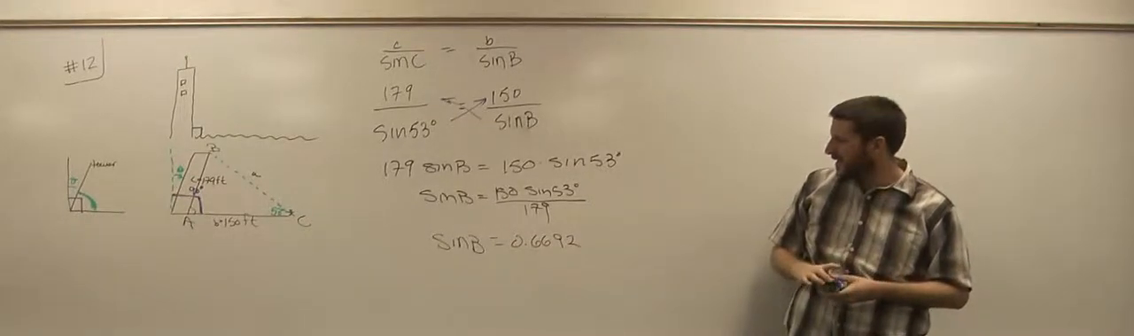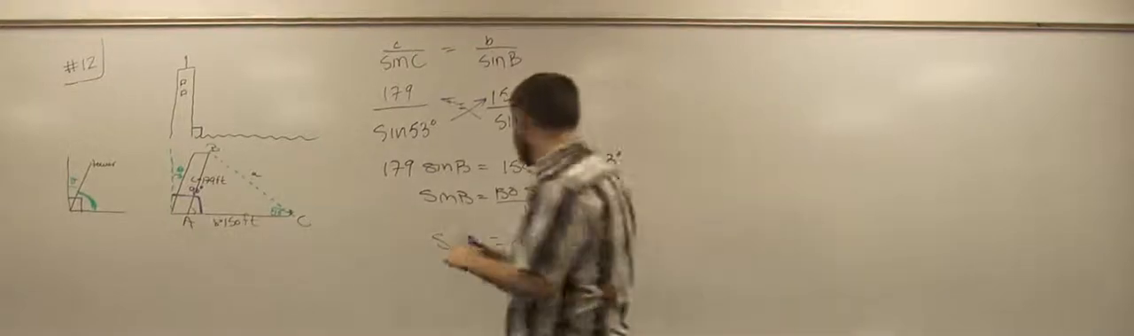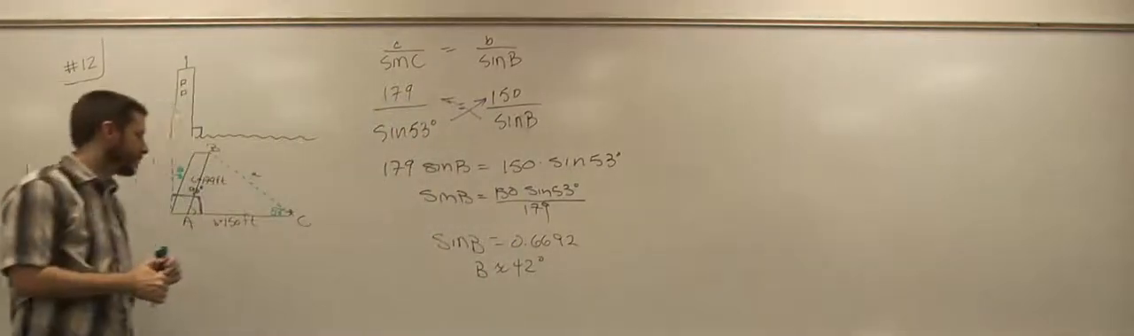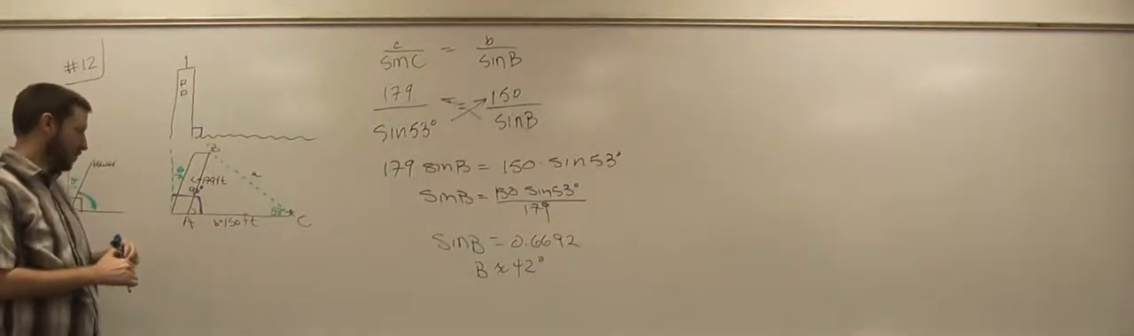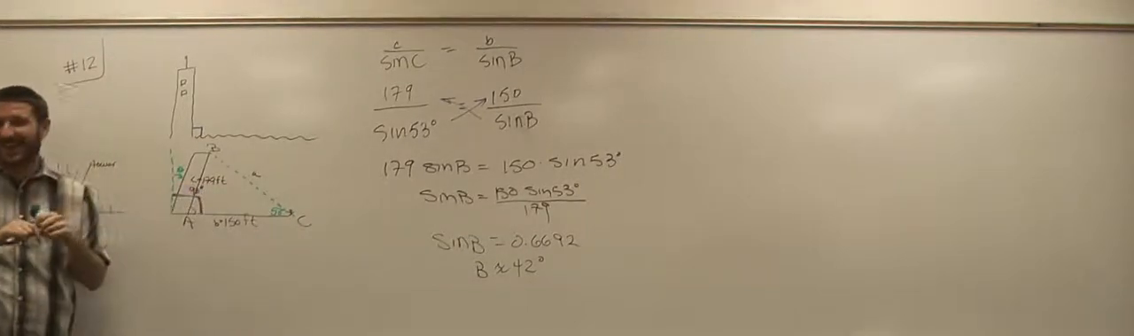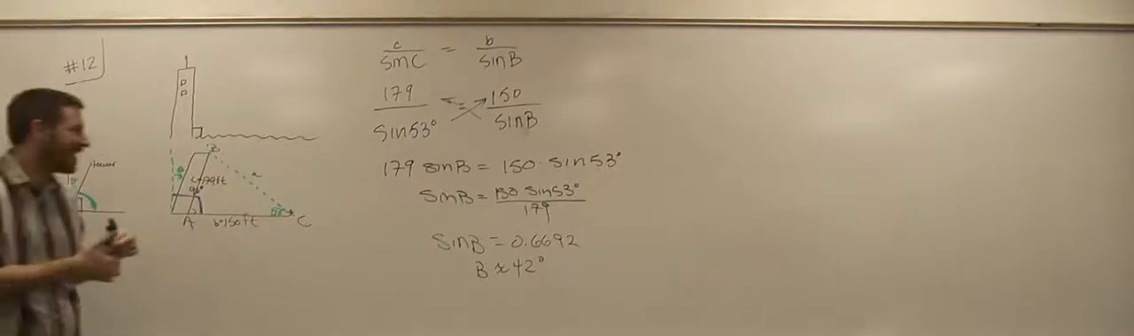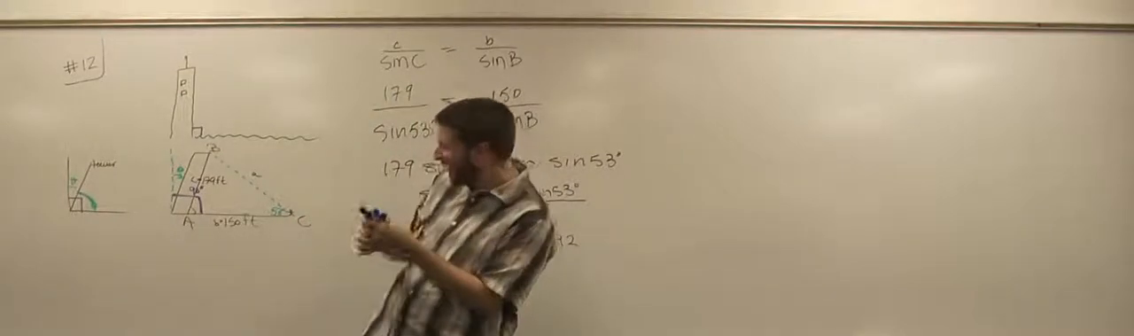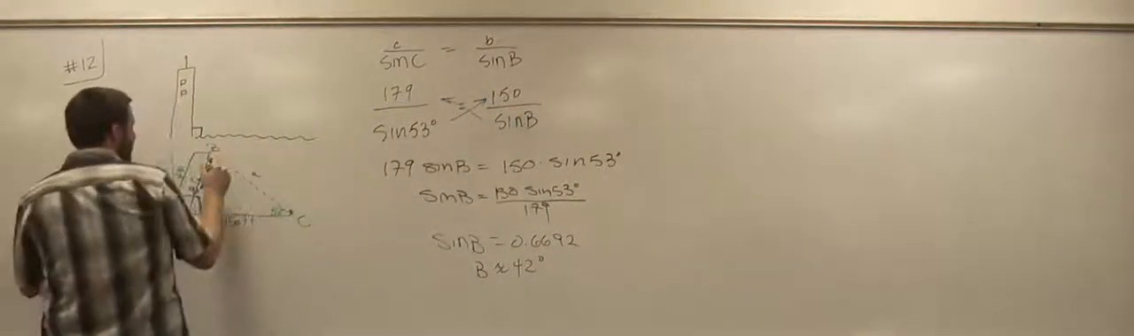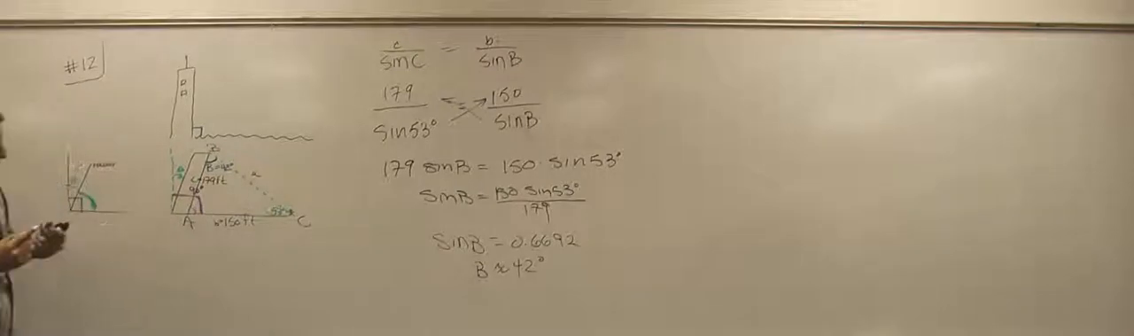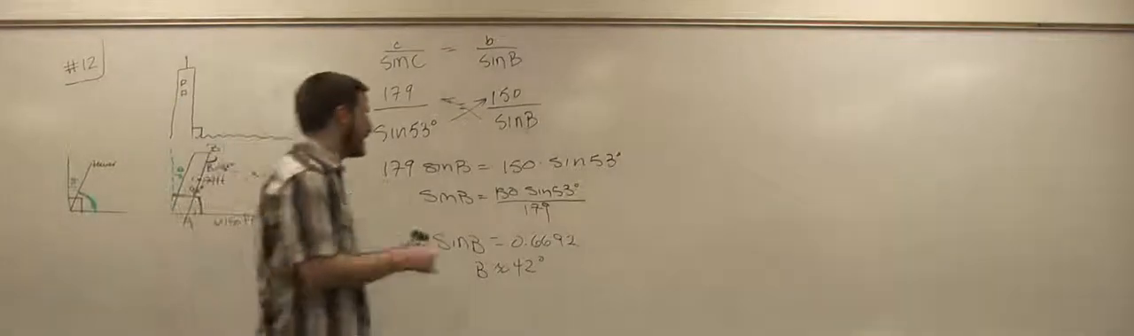So then, sine inverse of that, B approximately equals 42 degrees. That's wrong. There's no way this building's still standing if it's got a 42 degree angle right there. No, that's B, not A. Oh, okay, good point. All right, so that's B. Keep track of what we're doing here. We haven't found A yet. All right, good. How do we get A?